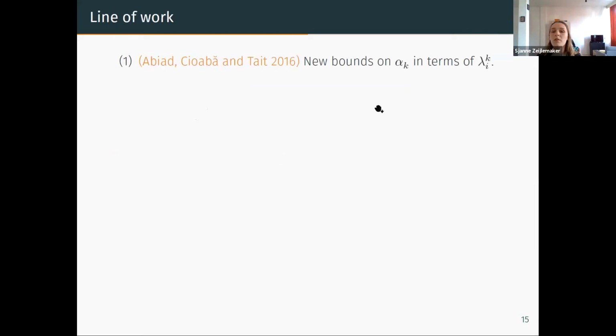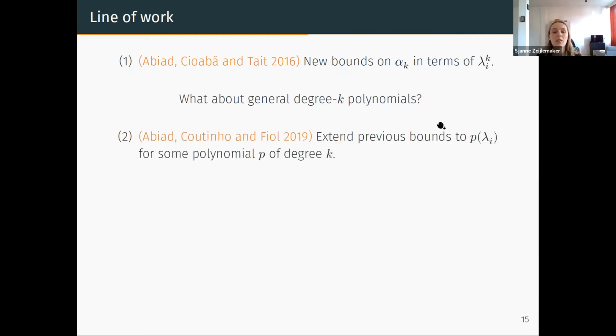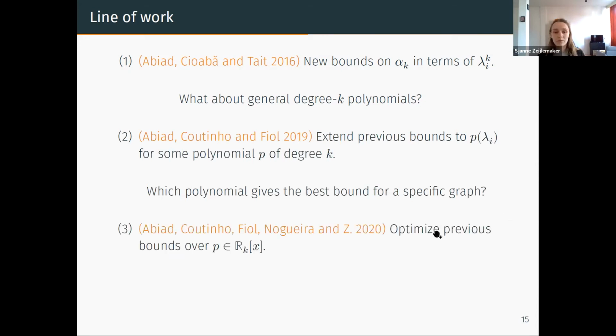This is part of a series of three papers. It started in 2016, and a few new bounds on the k-independence number were found. They all had a term of an eigenvalue to the power k. So the idea was: maybe we can generalize this to some kind of polynomial. And this is the case. These bounds have been extended to contain a polynomial of degree k on the eigenvalues, which we are basically free to choose. The last logical step was to optimize this and to see which polynomial gives a good bound for specific graphs.